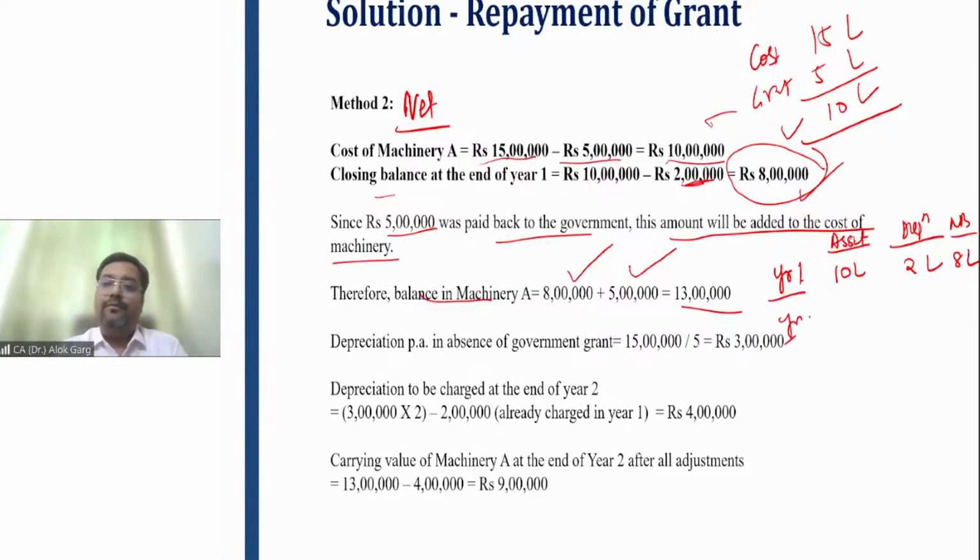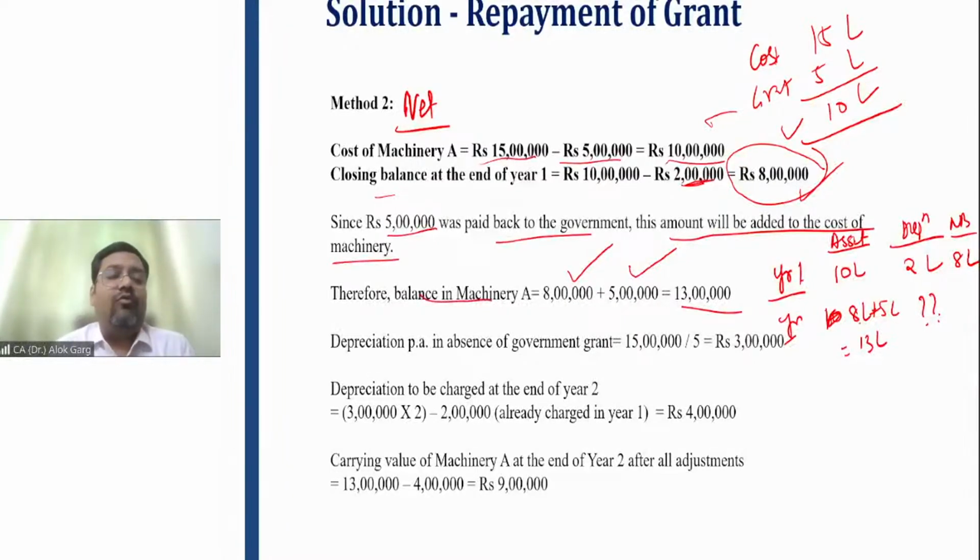In the year 2, when this 5 lakh rupees has been repaid, this asset has been recorded at 8 lakh plus 5 lakh. 8 lakh rupees carrying value plus 5 lakh. It is 13 lakh. Now what will be the depreciation in the year 2?